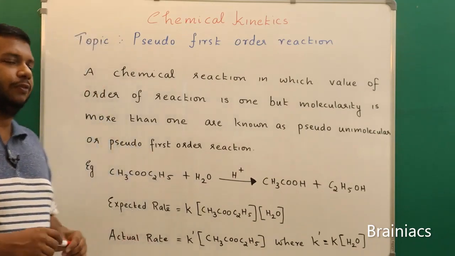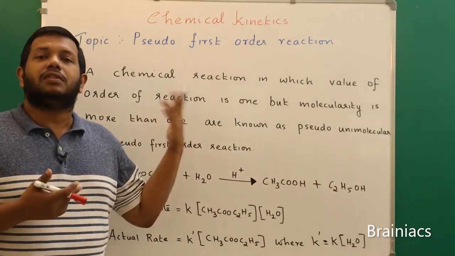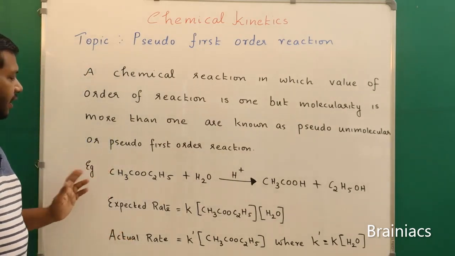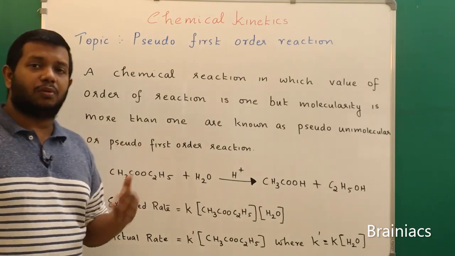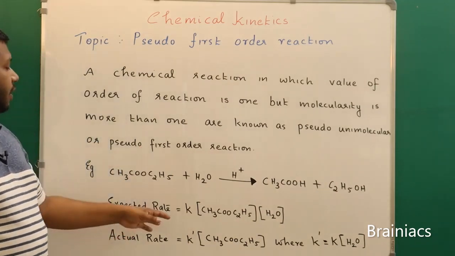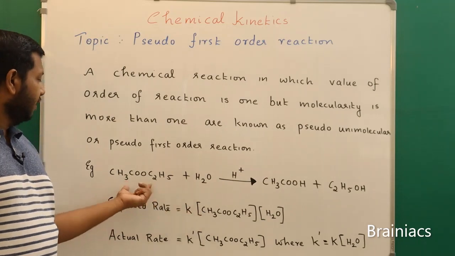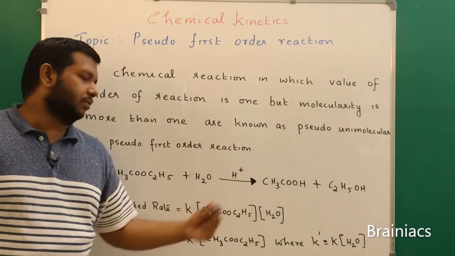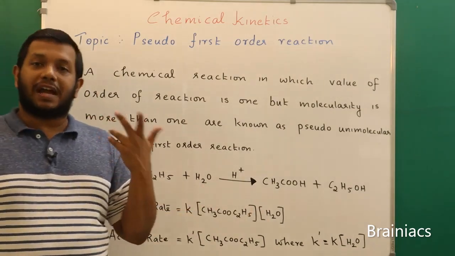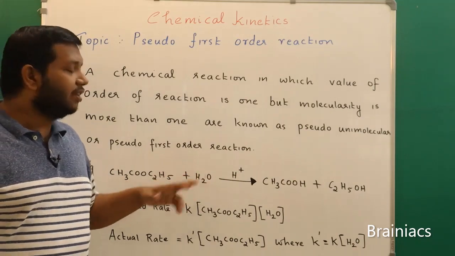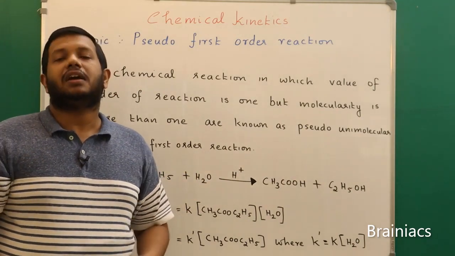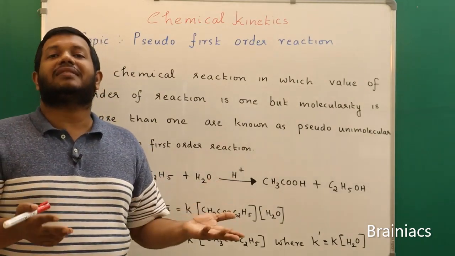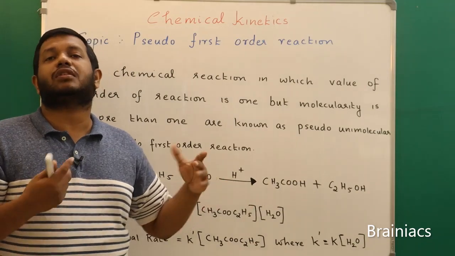Now in this reaction, I am not going into the mechanism of this reaction. This you will learn in the chapter aldehydes, ketones and carboxylic acids. Okay. Now if you see here, how you expect the rate law to be: rate equals k, a constant, times the concentration of CH3COOC2H5, multiplied by the concentration of water. This is the expectation. But what happens is, in this reaction, water is taken in excess. Understand? Water is taken in excess. If water is taken in excess, then we can say its concentration is constant.